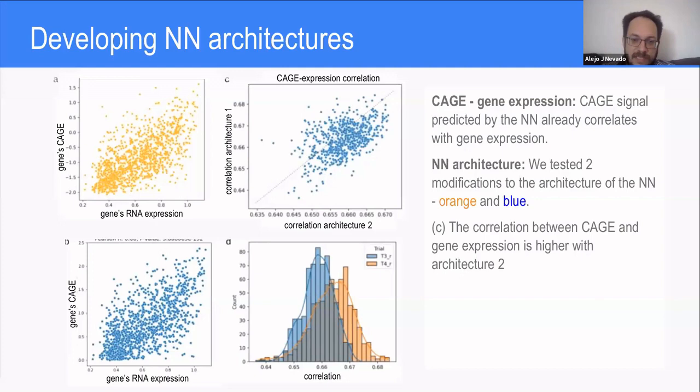And then at the bottom, you have some other investigations where we see the orange diagram is the correlation for one of the architectures. The blue one is another of the architectures, and then at the bottom, in the histogram, we compare the distribution of correlations. In summary, this is the typical investigation of different architectures to see which one is more appropriate for your objective. If you go to the next slide, please.